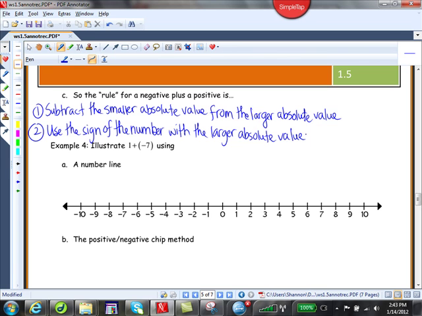Okay, so let's check this one out. We have a 1 plus a negative 7. So we start here at 1, and then good, we need to move to the left. 1, 2, 3, 4, 5, 6, 7. And here we go. We end up at negative 6. So 1 plus negative 7 equals negative 6.